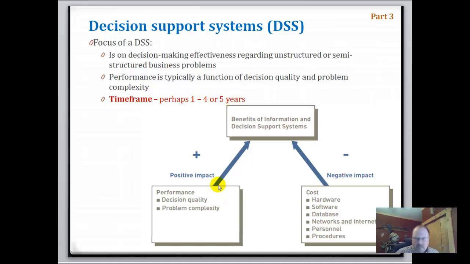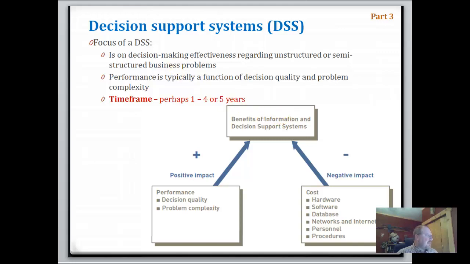So, with our picture, we're determining the benefits of an information and decision support system. Okay, so what we have is performance that feeds into that decision quality, problem complexity, and then cost of hardware, software, database, and all those other bits and pieces. So when we think about that, does the performance or the benefit outweigh the cost? And you can make that determination by using your decision support system. Not a great example, but that's kind of what we're talking about.